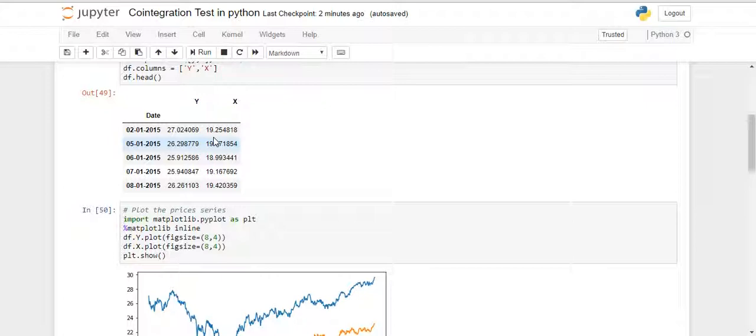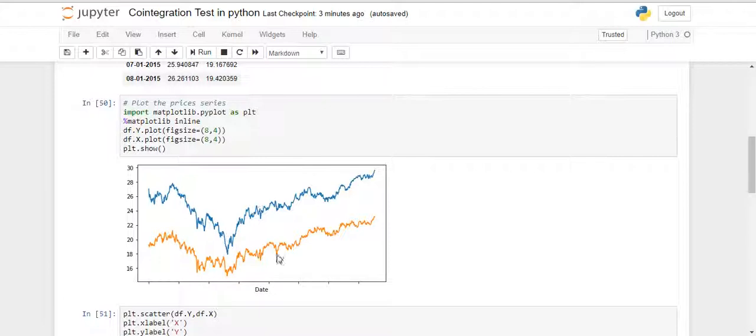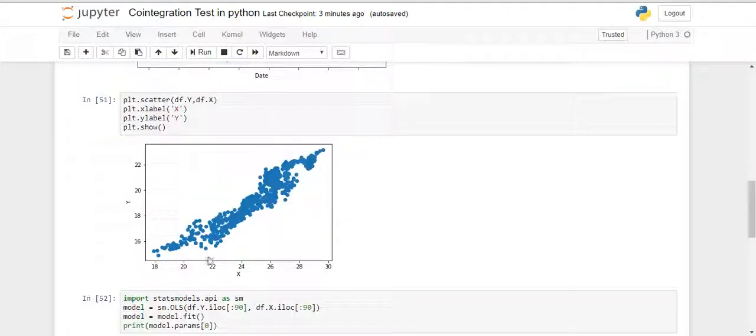Then I plotted X and Y both in a graph, just to see the movement of both. By looking at this, we can say they are correlated, but we cannot say whether they are cointegrated or not. To check that, we need to do an ADF test or stationarity check on the spread of these two stocks. Then I wanted to see how it looks on a scatter plot, so I put both X and Y into a scatter plot. I can see these are really correlated.